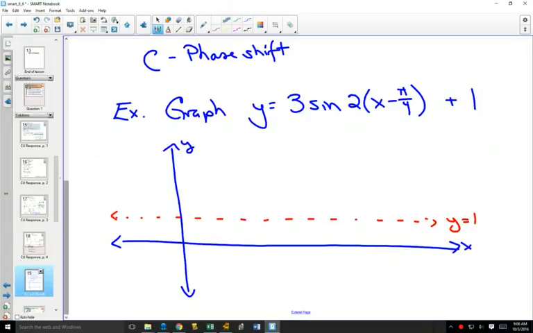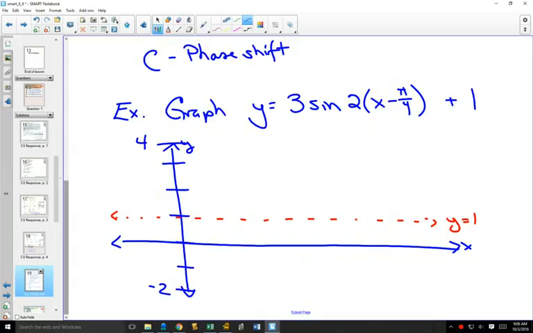Our amplitude is 3. So the second thing in DAB C, after you've done D, which is your center line, is you're going to use your amplitude to figure out your maximum and your minimum values. So since our amplitude is 3, that means we're going to go up 3 to 4 above our sinusoidal axis, and we're going to go down 3 to -2. So we now know what our maximum and our minimum values are. So our center line and our amplitude helped us figure out what our maximum and minimum values are.